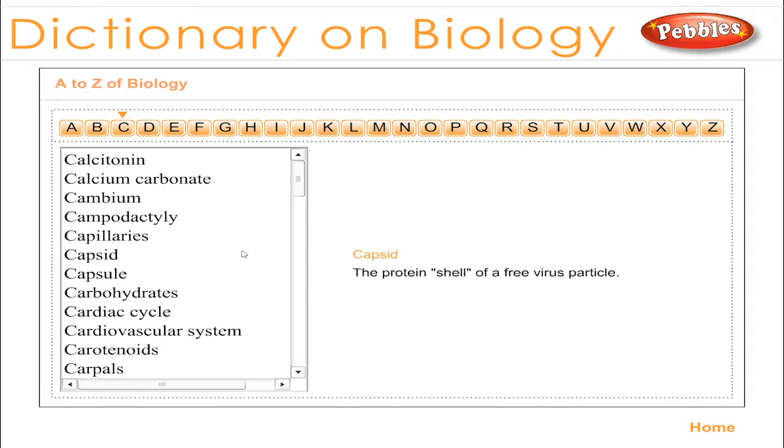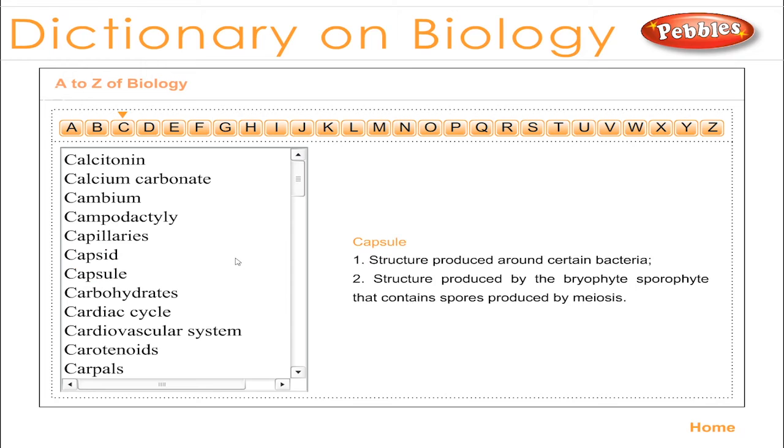Capsid, the protein shell of a free virus particle. Capsule, structure produced around certain bacteria, structure produced by the bryophyte sporophyte that contains spores produced by meiosis.